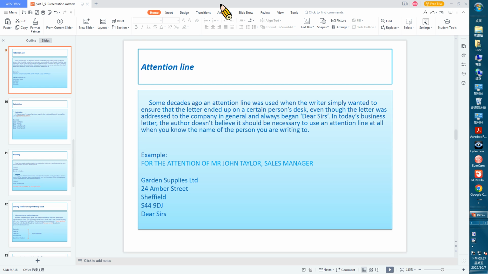Attention line. Some decades ago, an attention line was used when the writer simply wanted to ensure that the letter ended up on a certain person's desk, even though the letter was addressed to the company in general and always began, "Dear Sirs." In today's business letter, the author doesn't believe it should be necessary to use an attention line at all when you know the name of the person you are writing to.